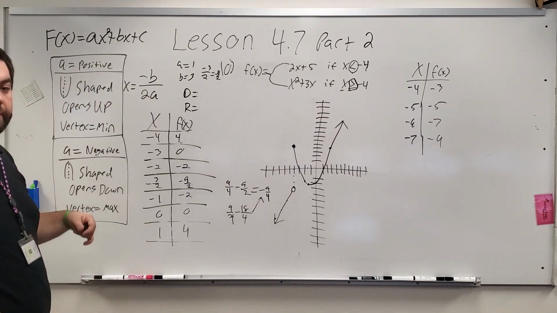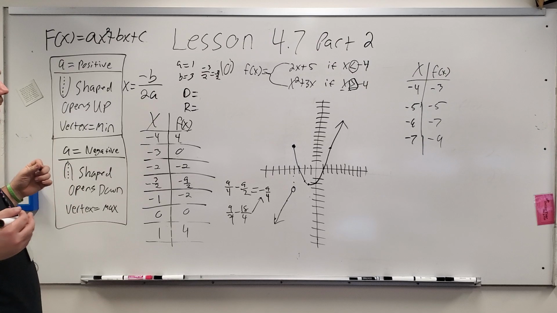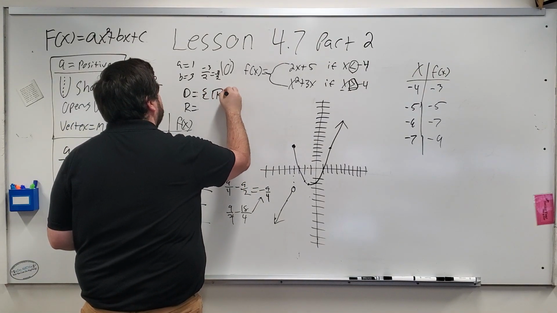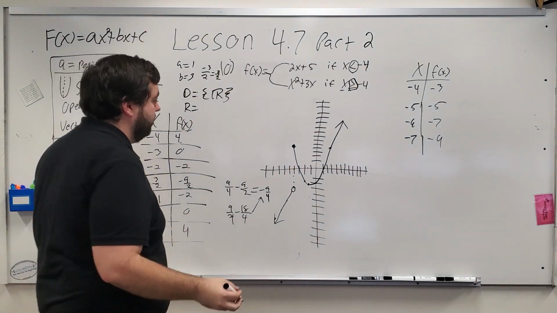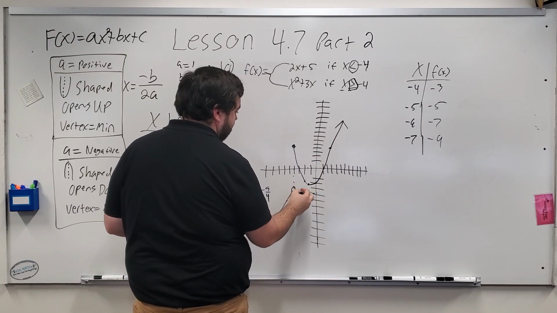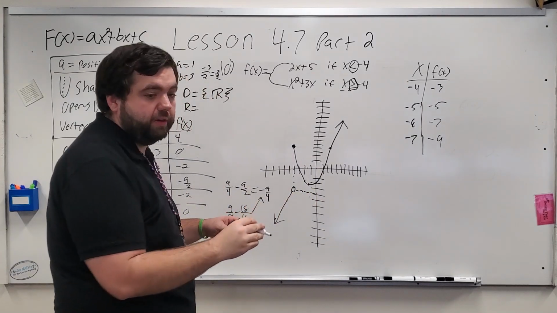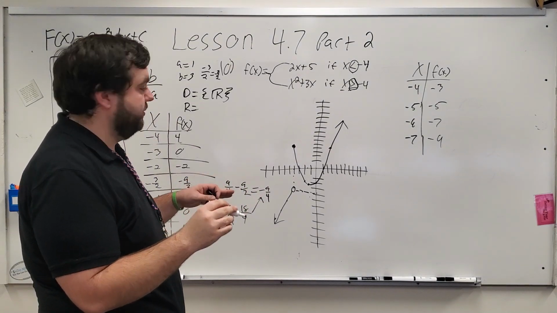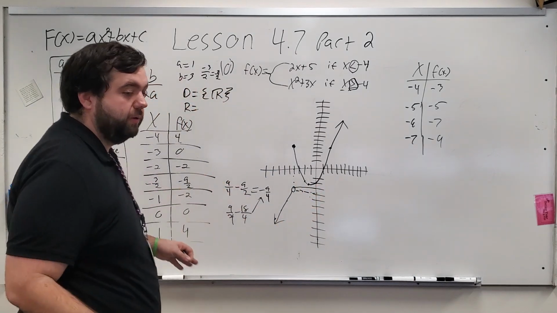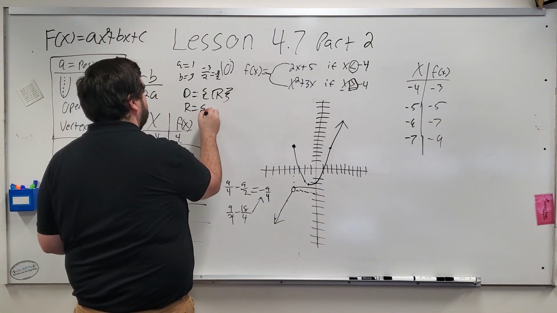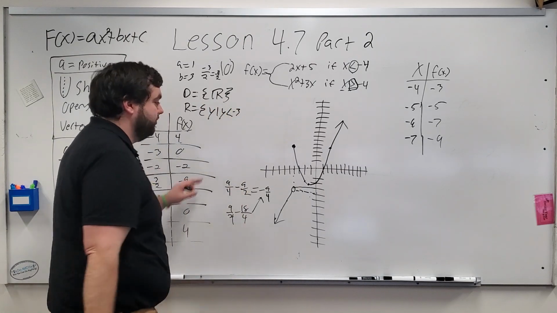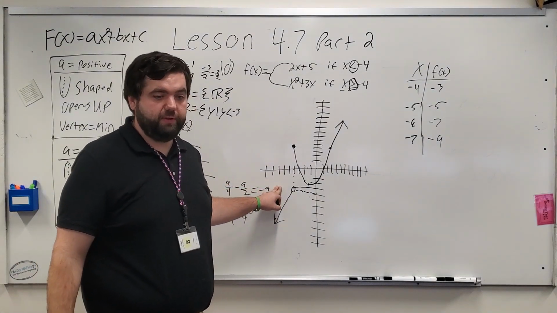So, what is my domain? Well, I can plug in anything and get something out, so it's all real numbers. But what is my range? Well, we can see that this range is -4, or I'm sorry, -3, right? And below. So how do we say that? Y such that y is less than -3, and it's strictly less than because it's an open circle, okay?